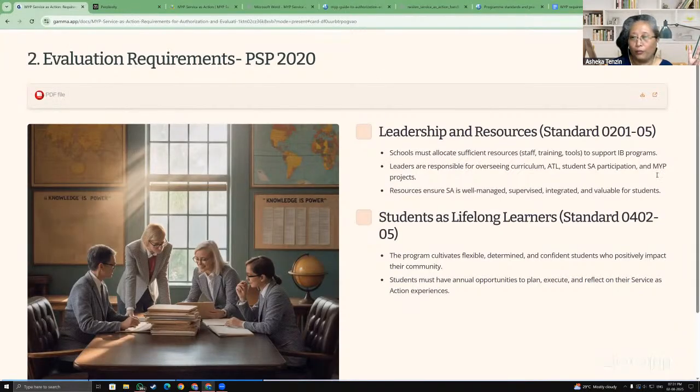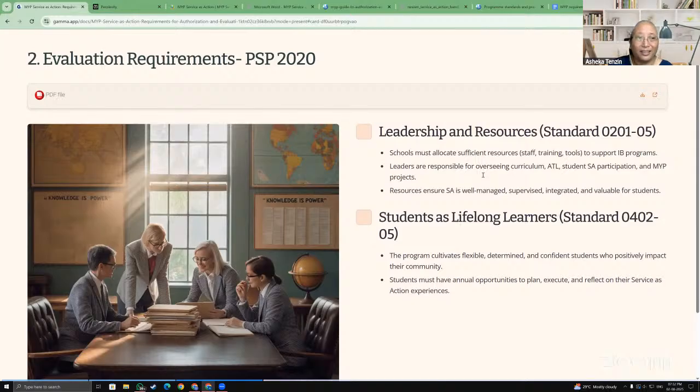If you go to standard 2, that is environment, under leadership and resources, standard 2020105, it says that the school must allocate sufficient resources, whether it is staff or training or tools, to support the IB program.